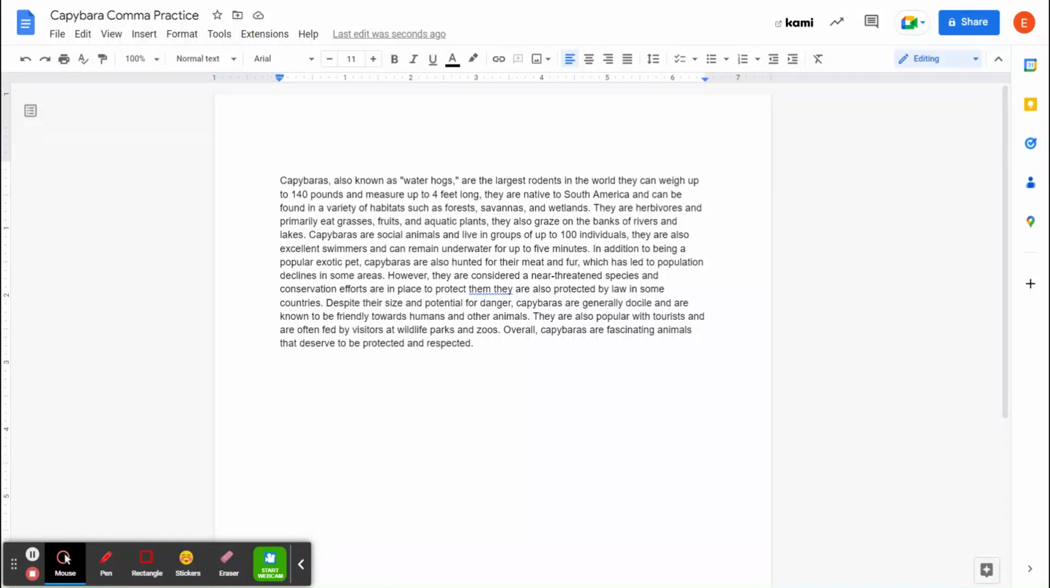Just going to pop a quick video on here to show you all how to use commas and check for fused sentences and all that good stuff. So, the first thing I want to show you is this little paragraph here about capybaras, and it is chock full of run on sentences and comma splices.